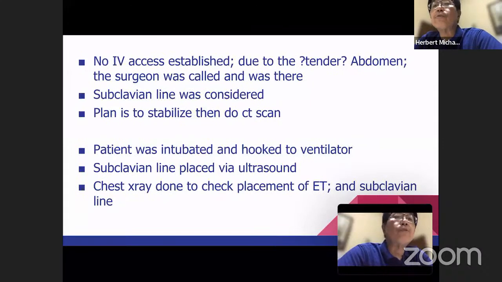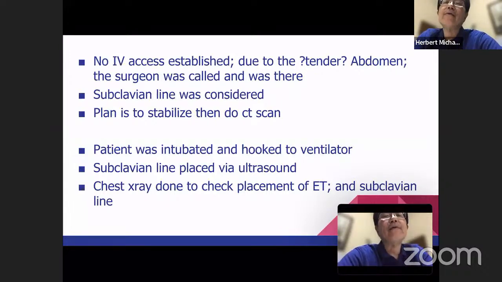So no IV access could be established, and there was a questionable tenderness of the abdomen. The surgeon was called, and luckily he came right away, and very lucky a subclavian line was placed, and of course they wanted to do a CT scan. Of course, that is just the plan. You can't do a CT scan with a patient that is not stable. Patient was intubated and hooked to the ventilator, and I told them, we have to put the patient on maximum ventilatory support. The subclavian was placed via ultrasound, and a chest x-ray was done to check the placement of the endotracheal tube and the subclavian line.